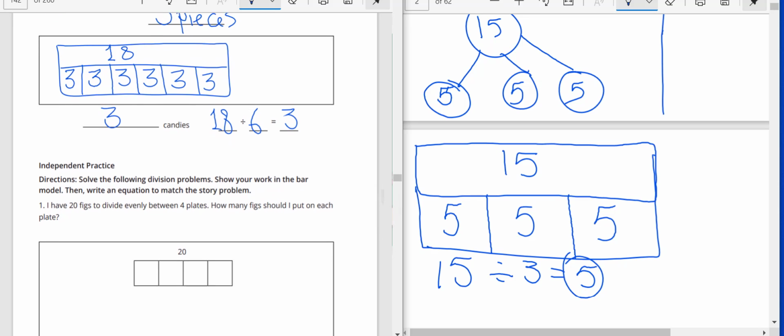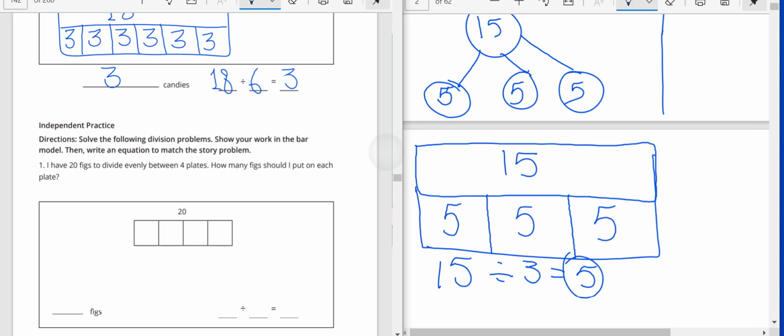The second one, directions. Solve the following division problems. Show your work in the bar model. Then write an equation to match the story problem. Number 1, I have 20 figs. This is the total number of items, 20 figs. To divide evenly between 4 plates. This is the number of groups. How many figs should I put on each plate?